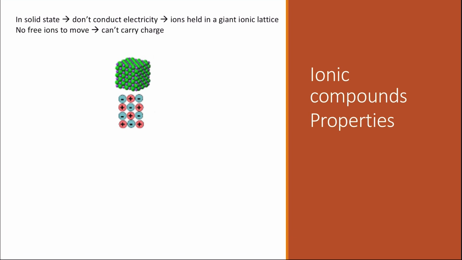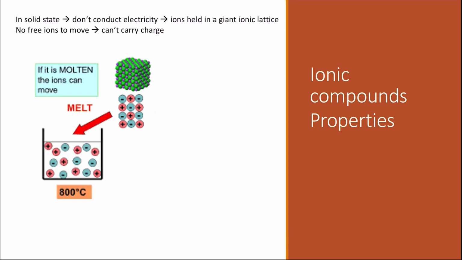What about the other properties of ionic compounds? We have the electric conductivity. In the solid state, ionic compounds do not conduct electricity because the ions are held in the giant ionic lattice. So there are no free ions to move, and they cannot carry charge. Electric conductivity comes from either free electrons or free ions that can carry the charge. It's very important to use this expression: carry the charge, and use free ions.